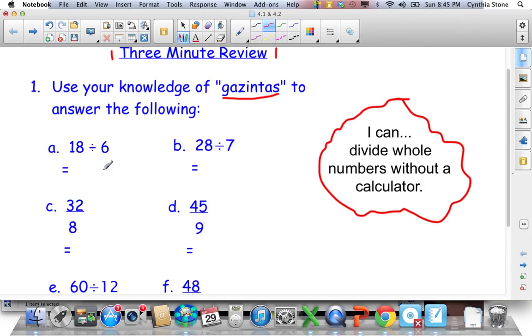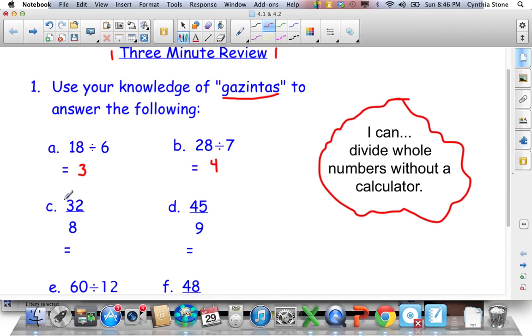Okay, I'm going to assume that you did in fact stop the tape as I asked you to, and I'm going to give you the answers to these questions. Of course, you could just check them on your calculator if you wanted to. 18 divided by 6, how many times does 6 go into 18? The answer is 3, right? Because 3 times 6 equals 18. Similar over here, 28 divided by 7, how many times does 7 gazinta 28? I don't know if I get the humor. Anyways, 28 divided by 7 is 4. And just to look backwards, 4 times 7 equals 28.